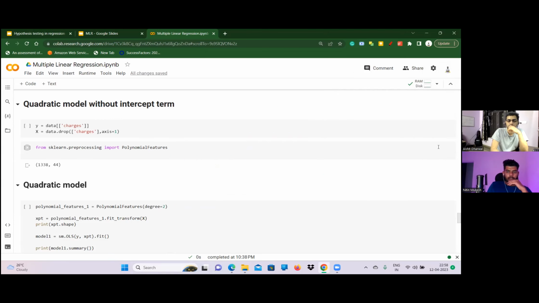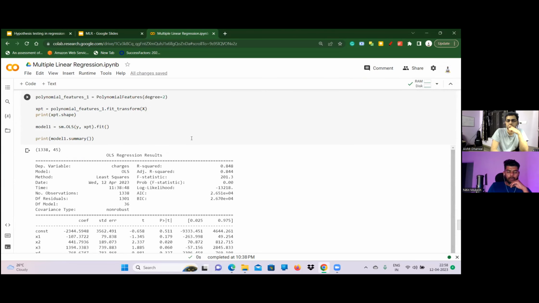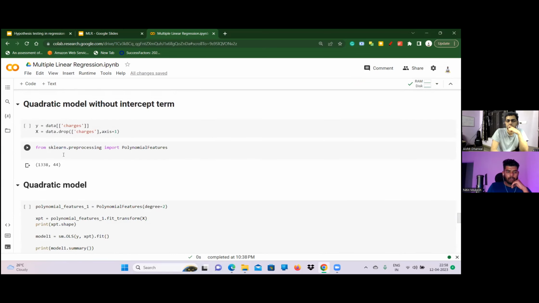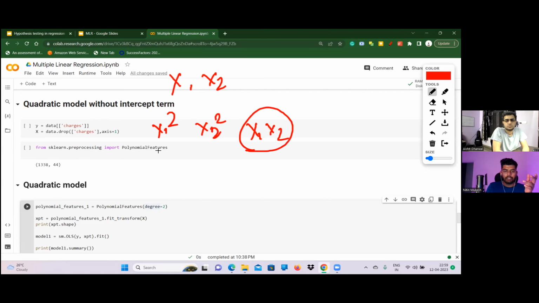I have one more thing here, just for a quick look. If you want to use polynomial features to fit the model, you can always use them. There's a library in Python, from sklearn.preprocessing import PolynomialFeatures. If you define degree equal to 2, it will fit the regression model for these variables up to degree 2. Let's say you have two variables, x1 and x2. In this model, you will have x1, x2, x1 square, x2 square, and x1 x2, which is called the interaction term.